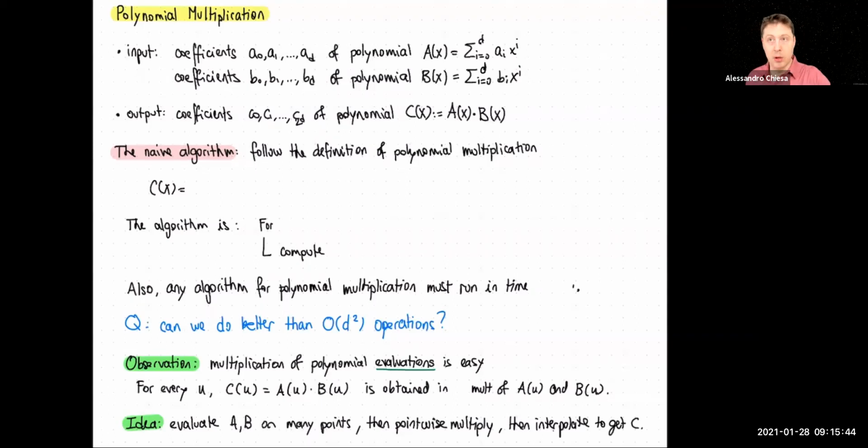Just so that we warm up to remember what is polynomial multiplication, there's a naive algorithm that just basically takes the definition of polynomial multiplication and turns it into an algorithm. Let's remember that the definition of polynomial multiplication is as follows. C of x is defined to be basically the product of these two formal expressions, which once you open them up, it is the sum from i equals 0 to d, then sum from j equals 0 to d of a_i b_j x^i times x^j.